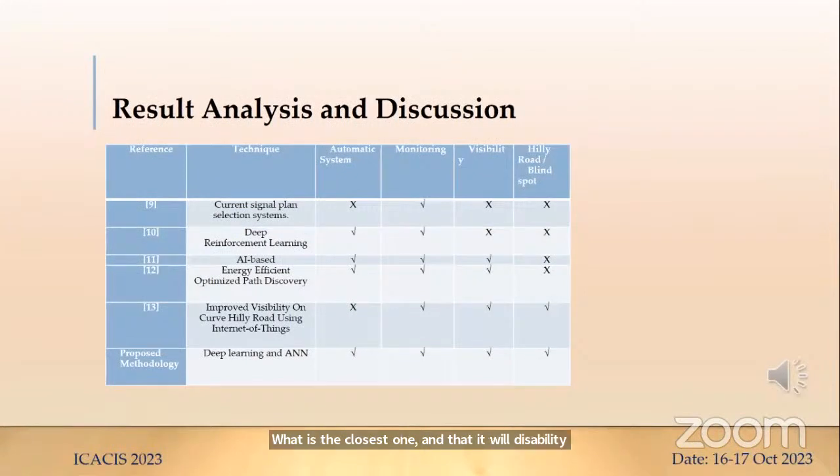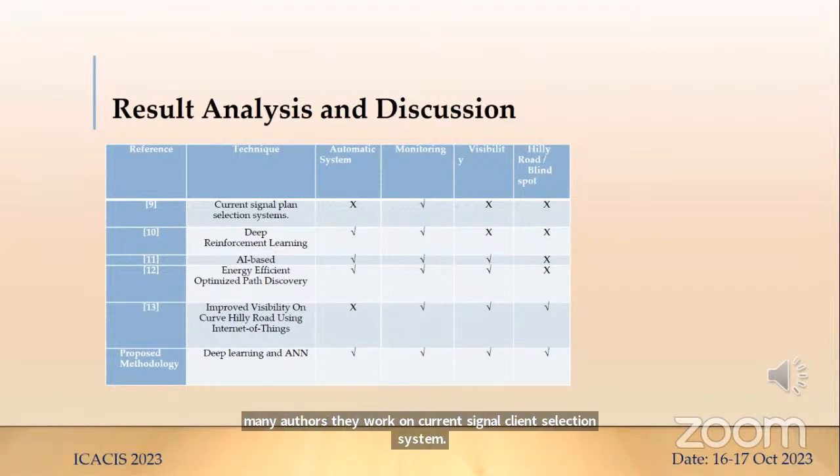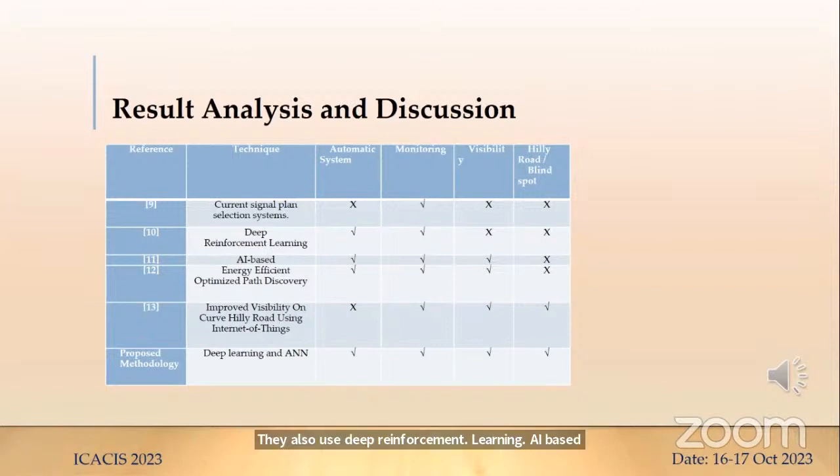It's a comparative analysis table where we can see that many authors worked on current signal plan selection systems. They also used deep reinforcement learning, AI-based systems, energy efficient optimized path discovery, and improved visibility on curves and hilly roads using the Internet of Things. In this paper we have used deep learning and artificial neural networks.